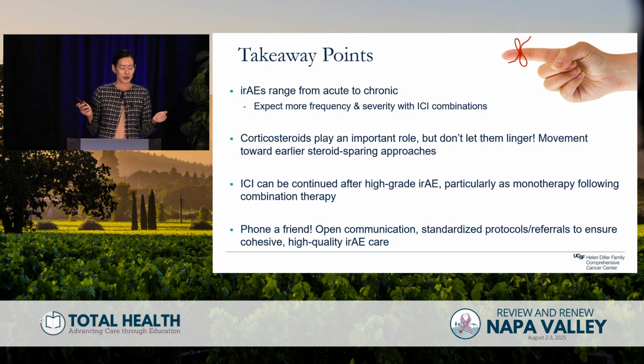So these are my takeaway points. Number one, IRAEs can range from acute to chronic. Definitely we expect more frequency and severity with combinations rather than monotherapy. Secondly, corticosteroids can play an incredibly important role, but don't let them linger. There is a movement towards earlier steroid-sparing strategies, not only in colitis, but I think across the board with other organ systems affected by IRAEs as well.